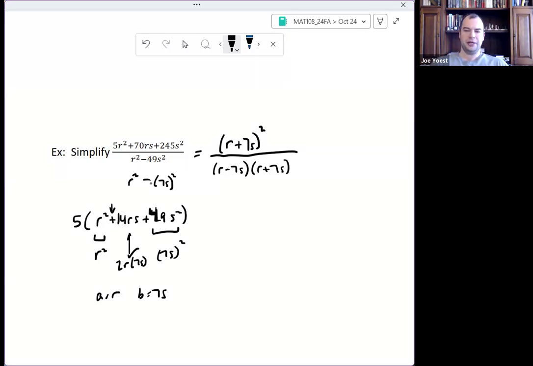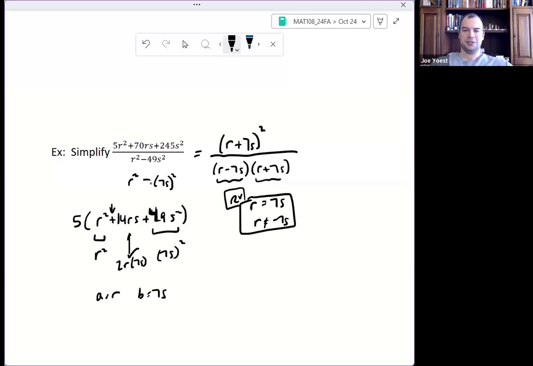What is my domain restriction here? It's a little bit more complicated. I really wouldn't fault you if you didn't write it down, because this is more complicated than the previous ones, but we see that r cannot be equal to 7s, and r cannot be equal to negative 7s. These are our restricted values. They're a little more complicated than our previous ones.